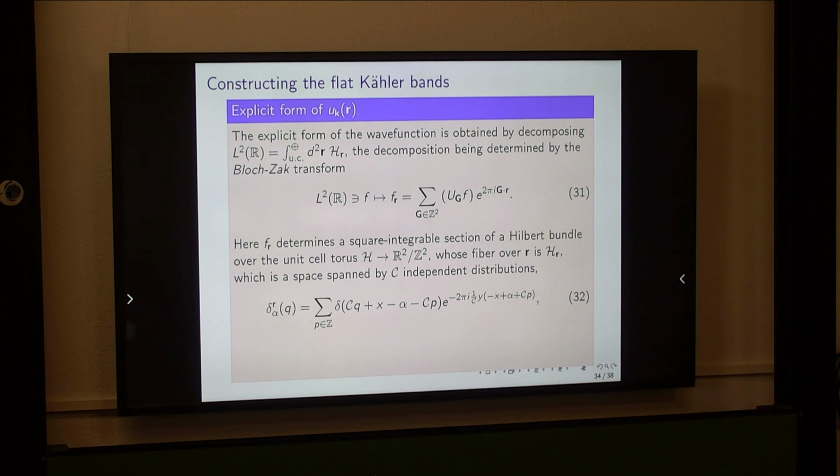And actually, the fiber of this Hilbert bundle is H of R, and it's a space which is spanned by C linearly independent distributions, which I write here for your convenience. And actually, you can show by methods of geometric quantization that this H of R is actually isomorphic to the space of square integrable holomorphic sections of this L sub R. So this Hilbert bundle is the bundle whose fiber is H0 of L sub R. Okay.